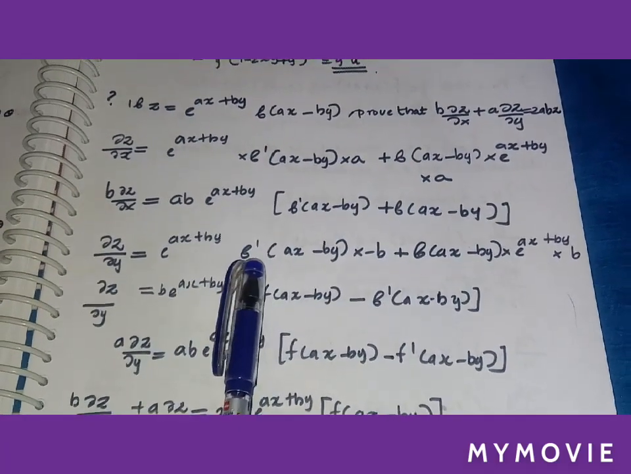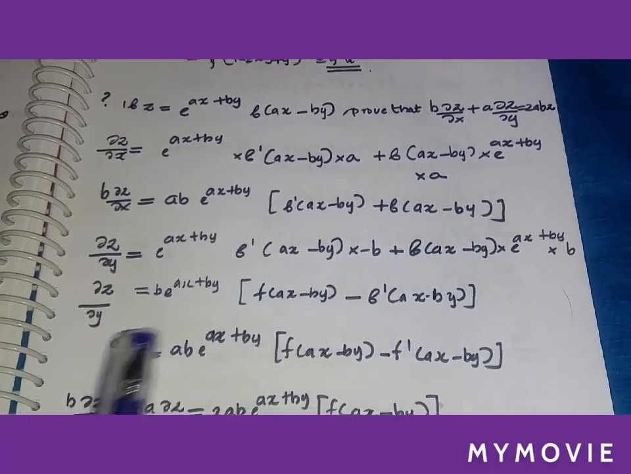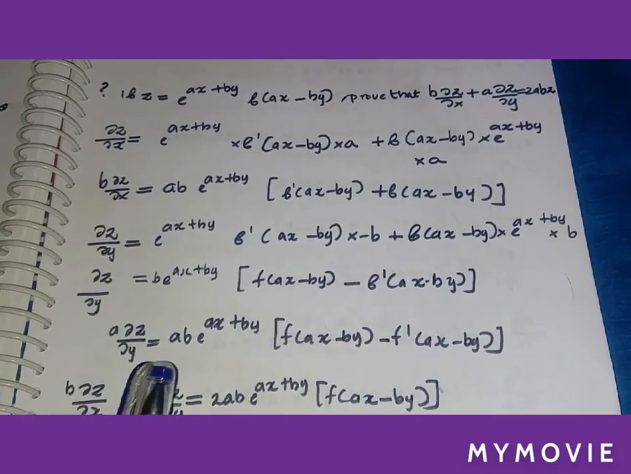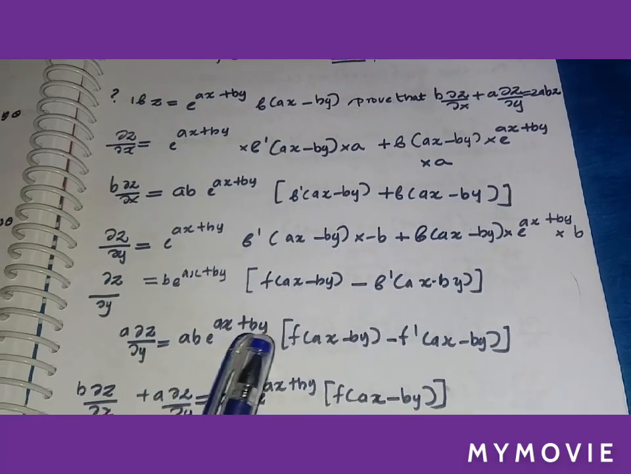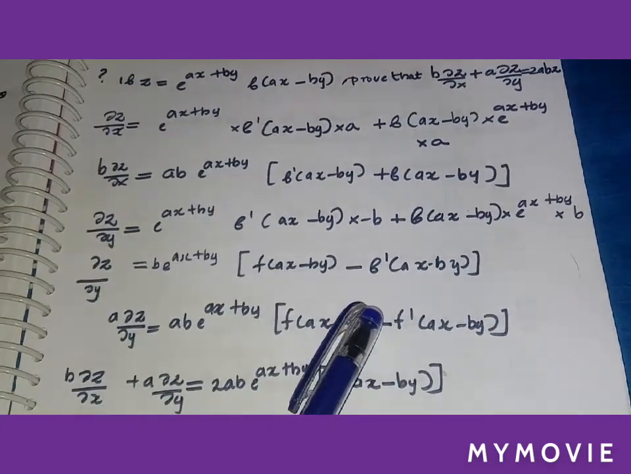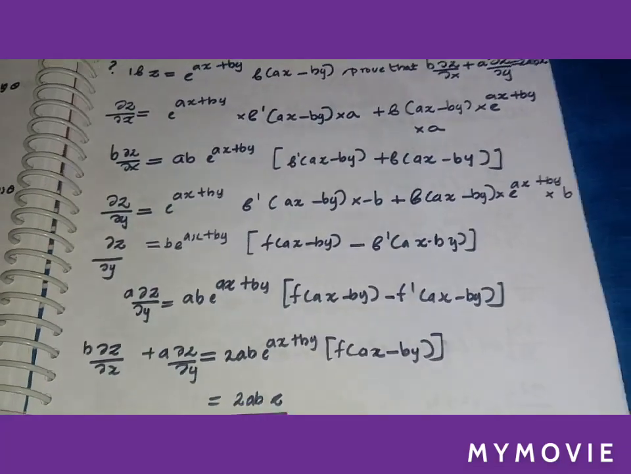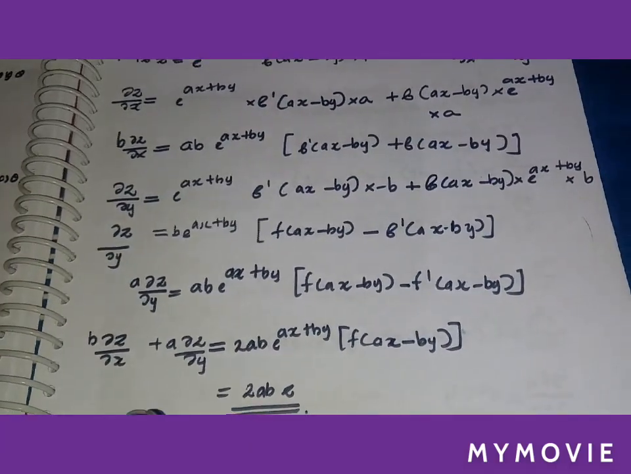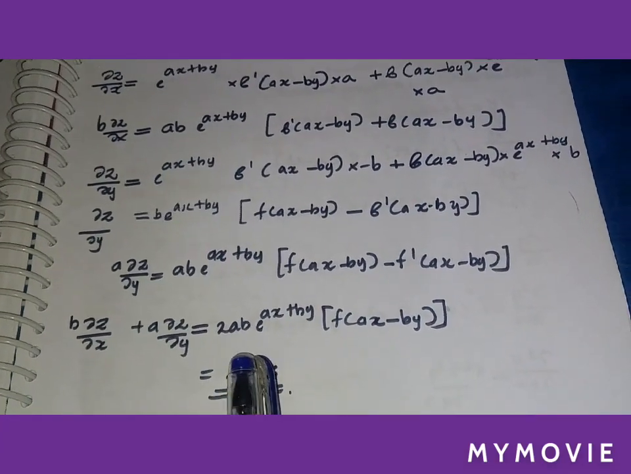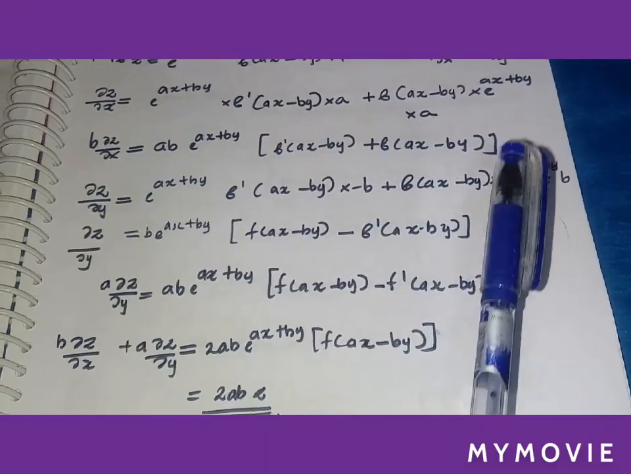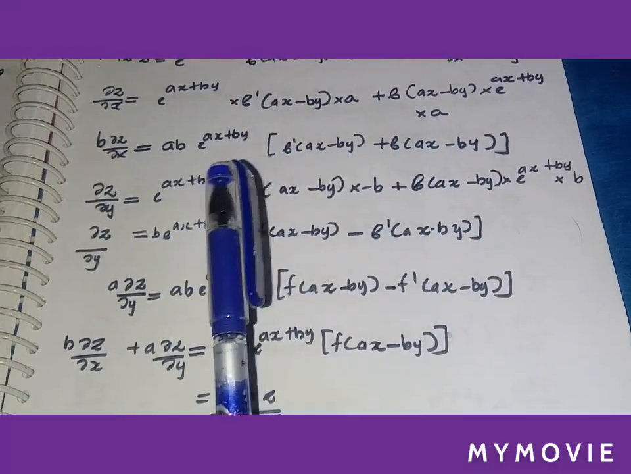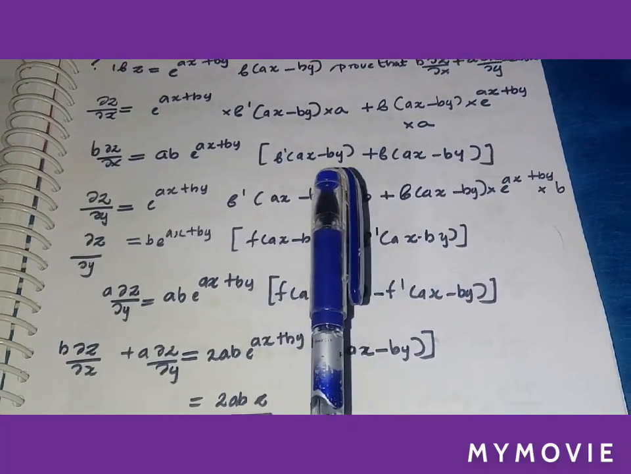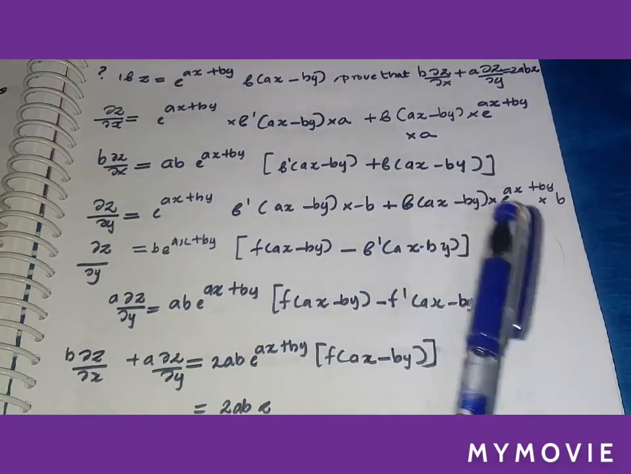After multiplying with a, we get the answer like this, and taking the exponential function common, we get ab e raised to ax plus by into f of (ax minus by) minus f dash of (ax minus by). In the question they are asking b ∂z/∂x plus a ∂z/∂y. So here also we get the answer as ab e raised to ax plus by into f dash of (ax minus by) plus f of (ax minus by).